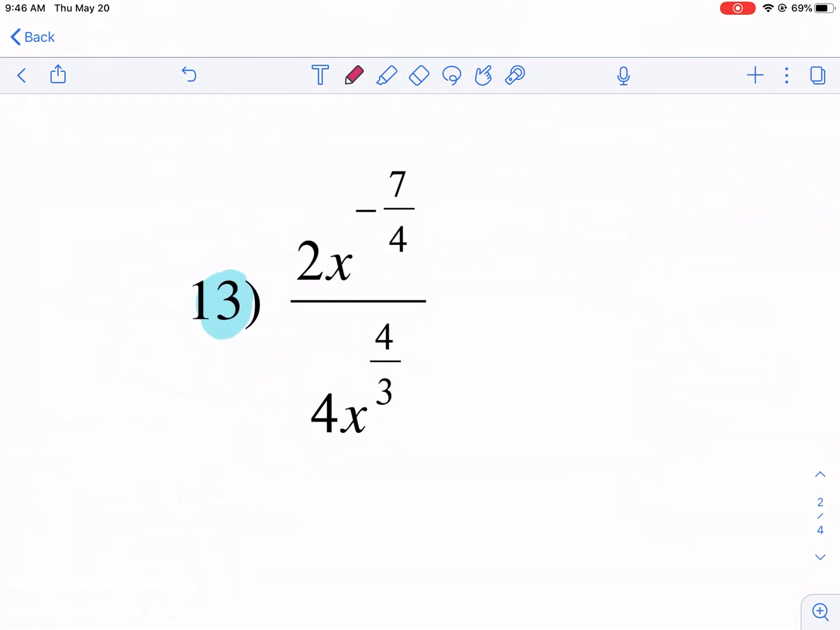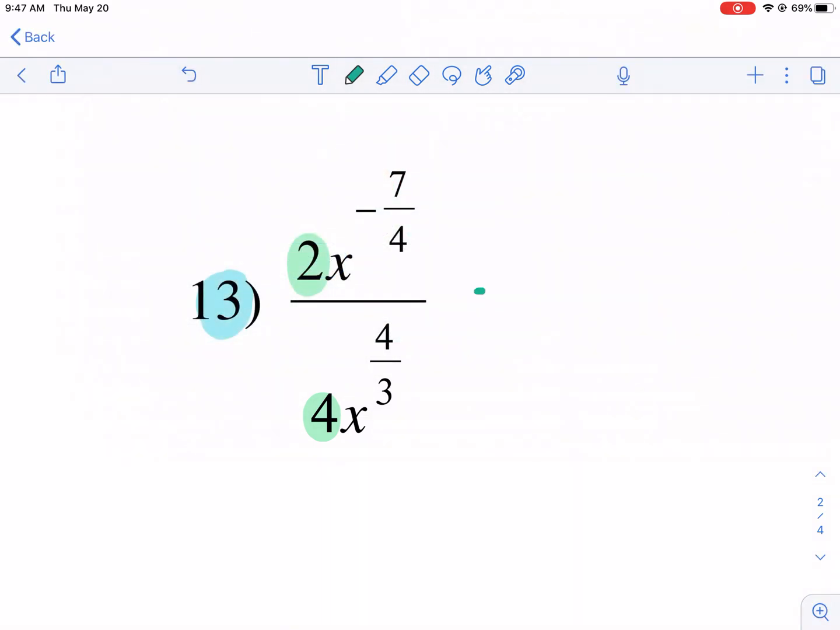We have 2x to the negative 7 over 4th power over 4 times x to the 4/3 power. What do we do here? It looks really complicated, and it's not too bad, but we have to simplify it, okay? I always like starting with the coefficients. If the coefficients don't have parentheses with something outside, and they don't have their own power, that means this does not apply to number 2. Same thing with the denominator, this 4/3 is not affecting that 4, so we can just simplify.